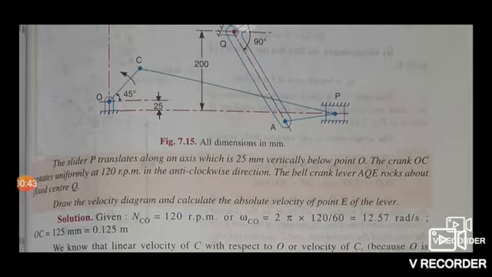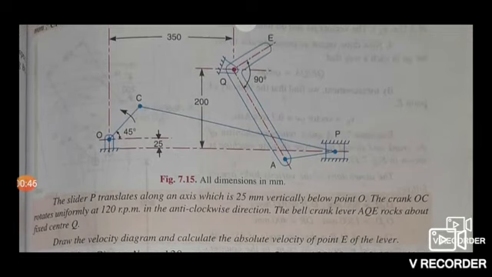The slider P translates along an axis which is 25 mm vertically below point O. The crank OC rotates uniformly at 120 rpm in anti-clockwise direction. The bell crank lever AQE rocks about the fixed center Q. Draw the velocity diagram and calculate the absolute velocity of point E of the lever. So we have to solve this question.